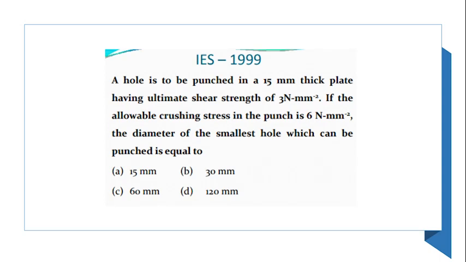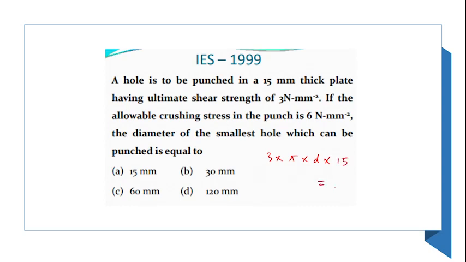Yes, B is correct. So let's read the question. A hole is to be punched in a 15 mm thick plate having shear strength of 3 MPa. If the allowable crushing stress in the punch is 6 MPa, find the diameter of the smallest hole which can be punched. So the condition to get the smallest hole is that the applied force will be equal to the strength of your punch. Applied force will be tau s into pi dt, right? So tau is given as 3 into pi, d we have to find, and thickness is given as 15.